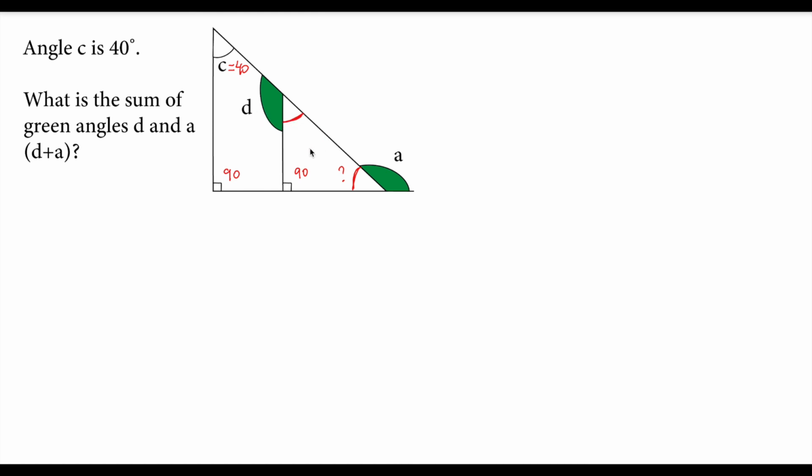So we will use two different rules in geometry. So the first rule is the triangle sum theorem. It states that the interior angles of a triangle add up to 180 degrees.